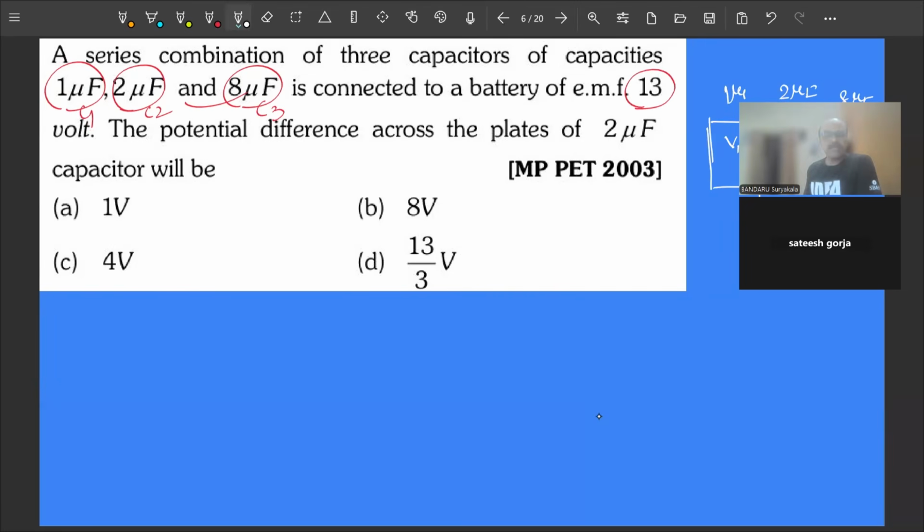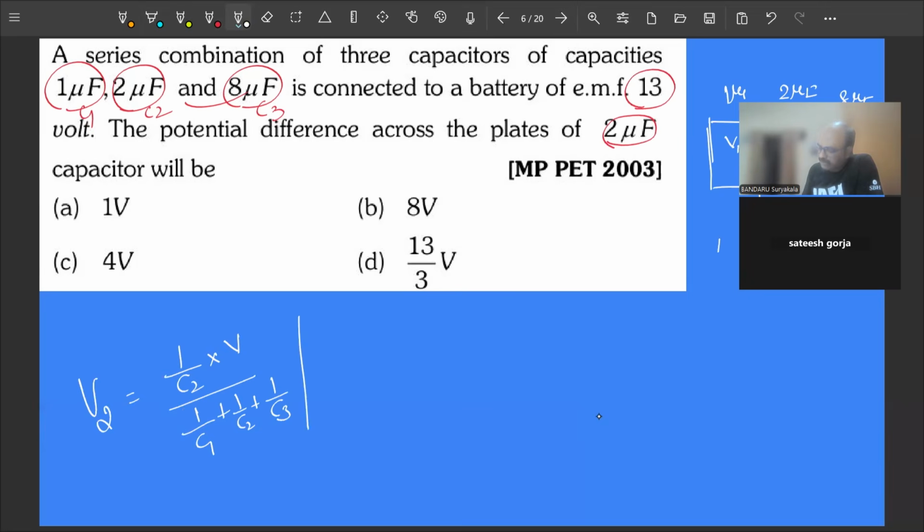So we can write this problem in 2 different ways. First we should find out the charge, then after we can find out the potential. Otherwise we can use the formula. They ask potential difference across the 2 microfarad. So we want V2. V2 formula we can write V2 is equal to 1 by C2 into V by 1 by C1 plus 1 by C2 plus 1 by C3. This formula we can use.